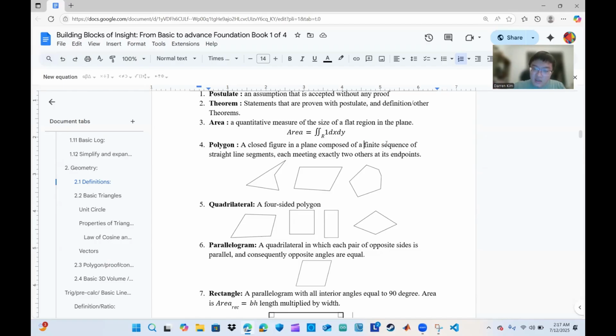Actually, a sequence of straight line segments, each meeting exactly two others at its endpoint. I like that. That sounds way better. Anyway, I do want to state one thing about polygons. I deleted the finite because a circle is this, and that's an infinite polygon, infinite size, and that's by definition what a circle is.